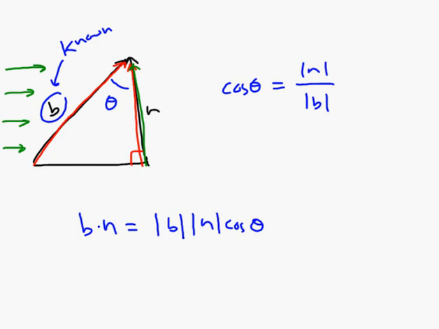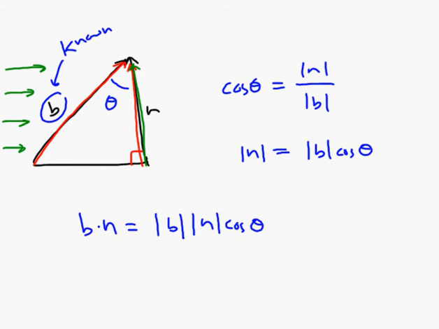Well, what am I interested in? I'm interested in how long that shadow is, n. I can solve that. I'd get the norm of n is equal to norm b cosine theta. Now, it's important: I'm saying norm of n. n is representing not necessarily the vector I'm finding the projection onto, but the actual length of the shadow here.